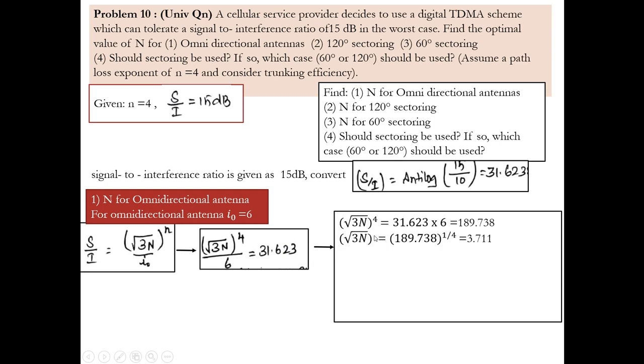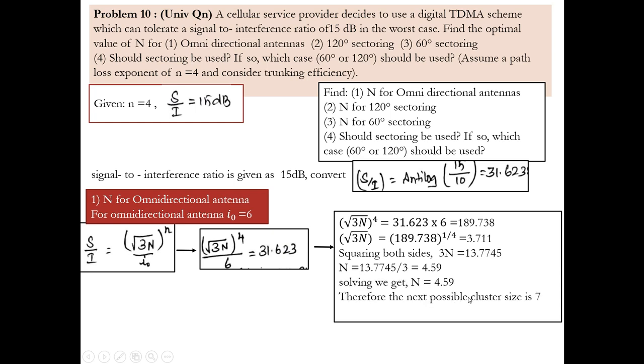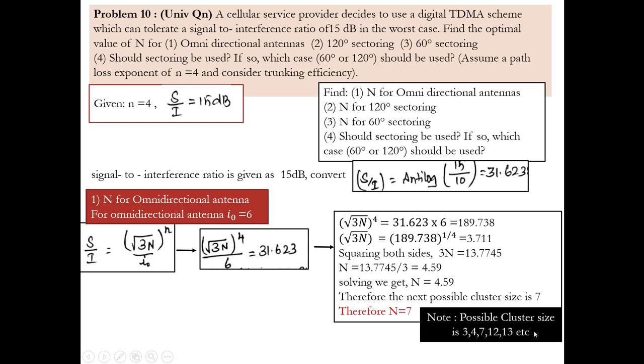So let us take 6 to the right hand side, multiply and raise it to the power of 1 by 4 to get 3.711, and squaring both sides we get 3n is equal to 13.7745 and we get n is equal to 4.59. So hope you all remember, the possible cluster size is 3, 4, 7, 12, 13 and we have got 4.59. So the next possible cluster size is 7.